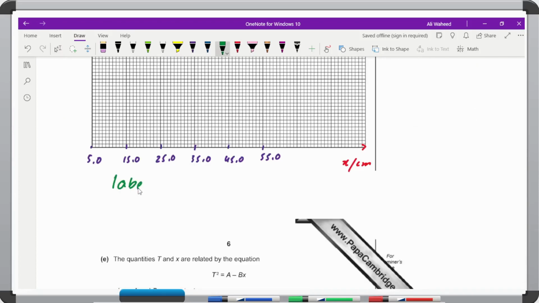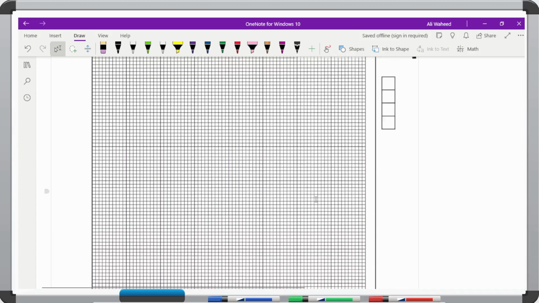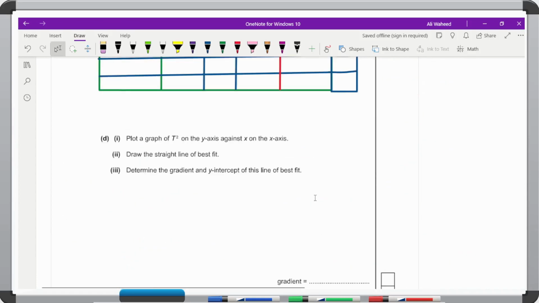So label, plus scale the axis, plus plotting the data. And after that, you can draw the line of best fit. That should be the final step. So you plot the data, then you draw the straight line of best fit.